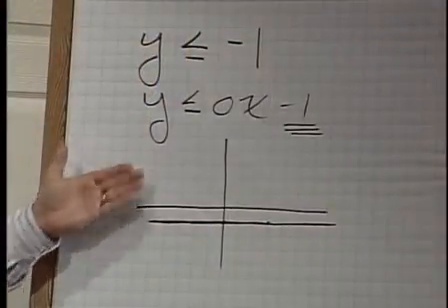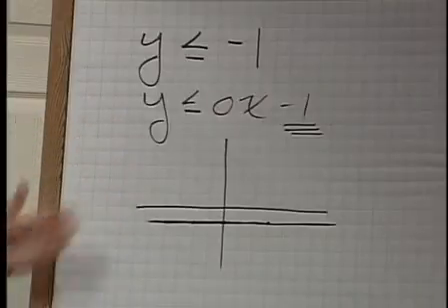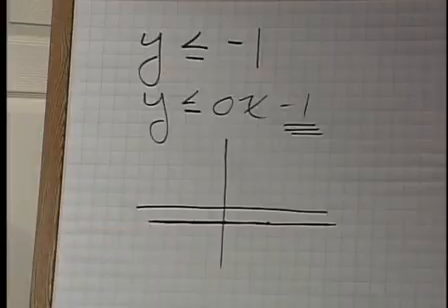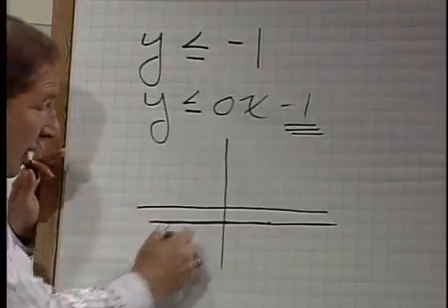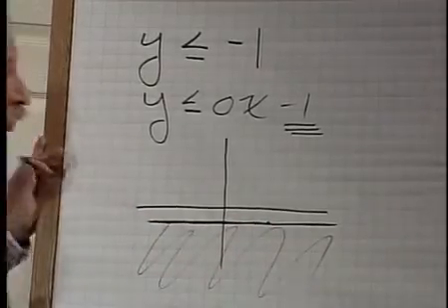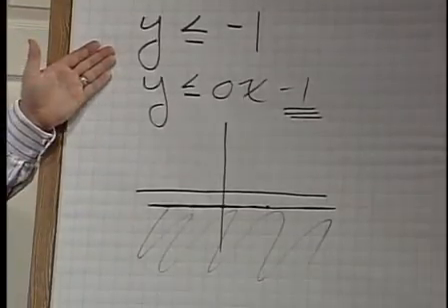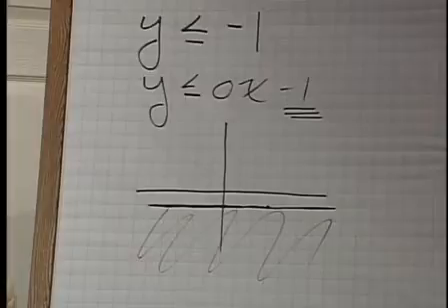And now it's less than or equal to. Well, now we can deal with above and below. And obviously y less than negative 1 is all the y values below negative 1. So we shade in the area below the line. And there is our graph of y is less than or equal to negative 1.